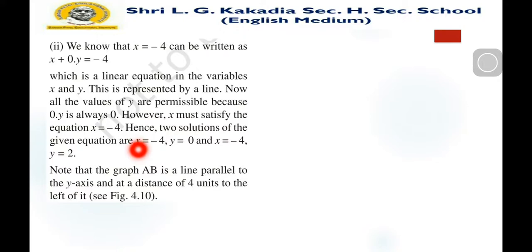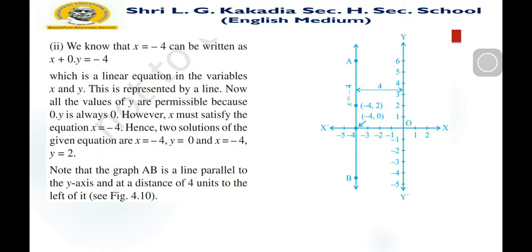Because if you take any value for y, the term is always 0, we have to take such a value for x that it satisfies this equation. So we take x is equal to minus 4 and y is equal to 0, then we get minus 4 is equal to minus 4. We always take x is equal to minus 4 and just change the value of y, because y is multiplied with 0, so it is permissible. So we get such a graph as given here.